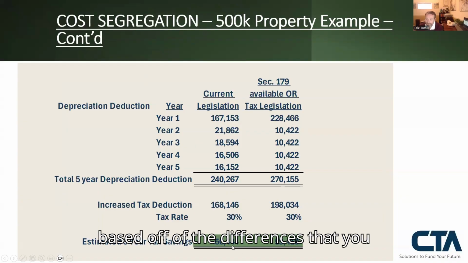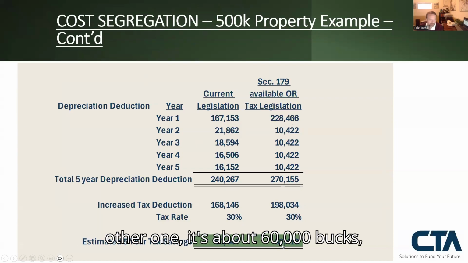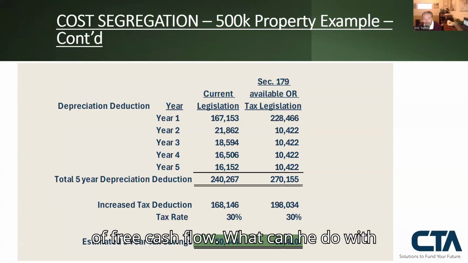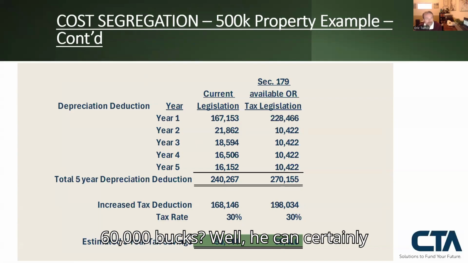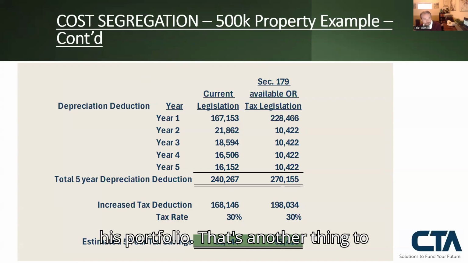When you look at the differences between that one and the other one, it's about $60,000, right? So the taxpayer just freed up $60,000 of free cash flow. What can he do with $60,000? Well, he can certainly offset taxes if he has it elsewhere in his portfolio.